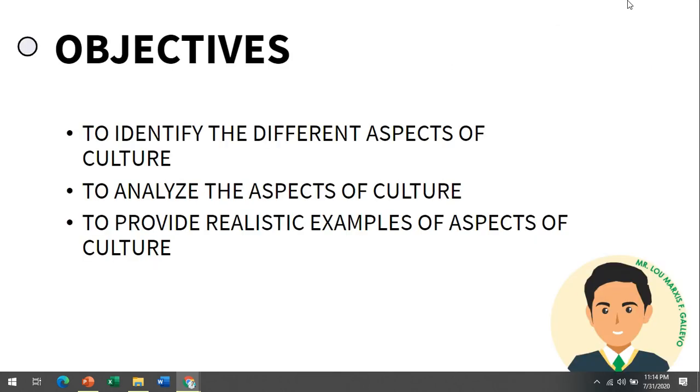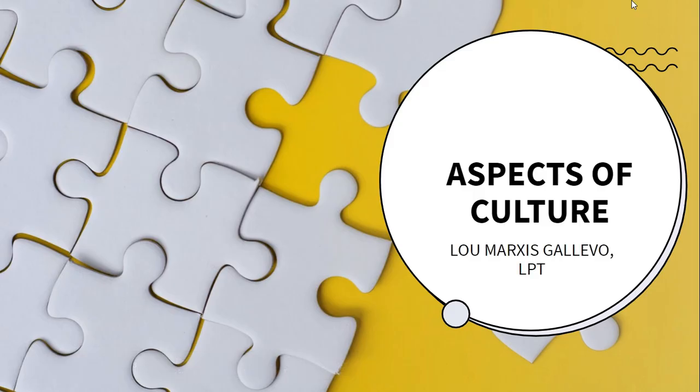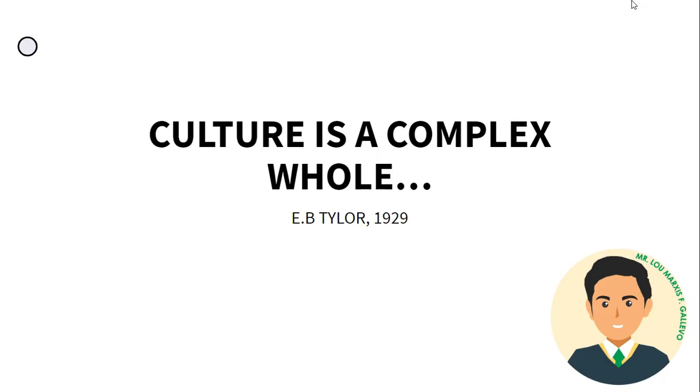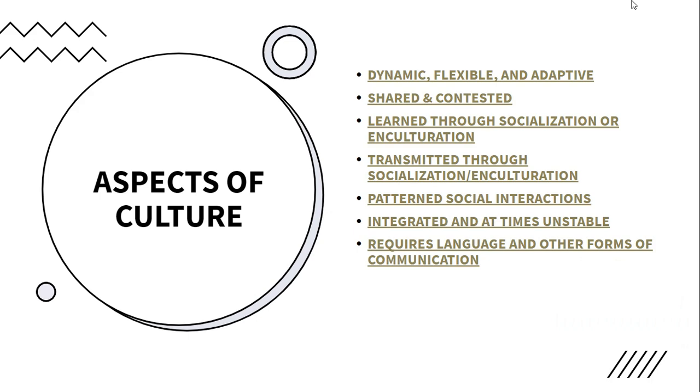For today's objectives, we have to identify the different aspects of culture and also to analyze the aspects of culture. And lastly, to provide realistic examples of aspects of culture. And now, let's begin. According to Tyler in his book Primitive Culture, culture is a complex whole. Therefore, it has parts, aspects, and features. Today, we will be dealing with the aspects of culture, which is divided into seven features.